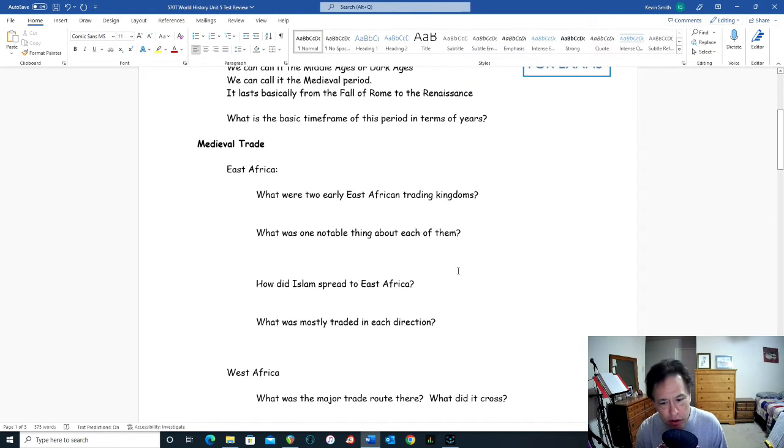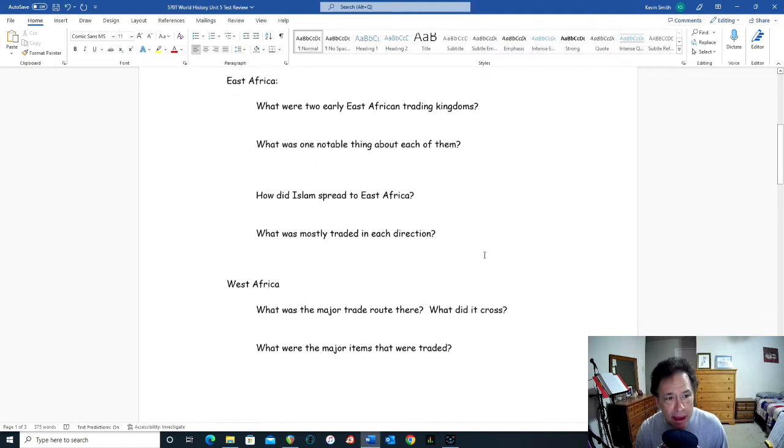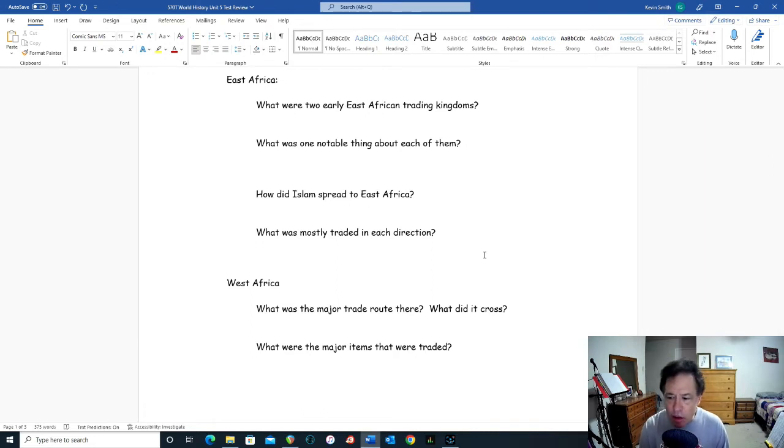We began this unit talking about Africa, and particularly East Africa and West Africa, and they were quite a bit different. So what were two early East African trading kingdoms that we studied? We studied very briefly Kush and Axum. And what was the notable thing about each one of them? Kush was influenced by the Egyptian culture, and Axum was actually the first Christian kingdom in Africa. So that's what made the two of those distinct from each other.